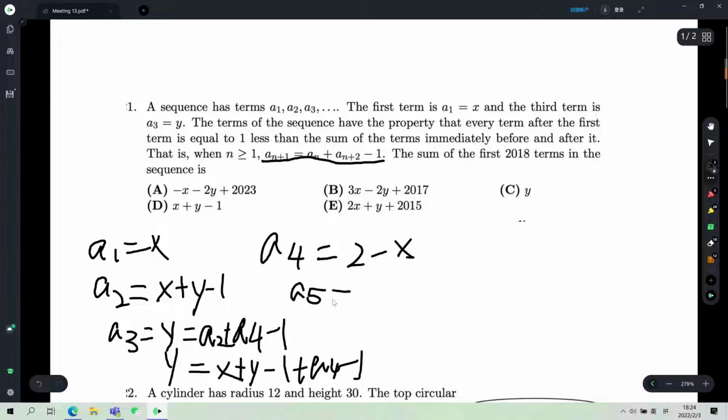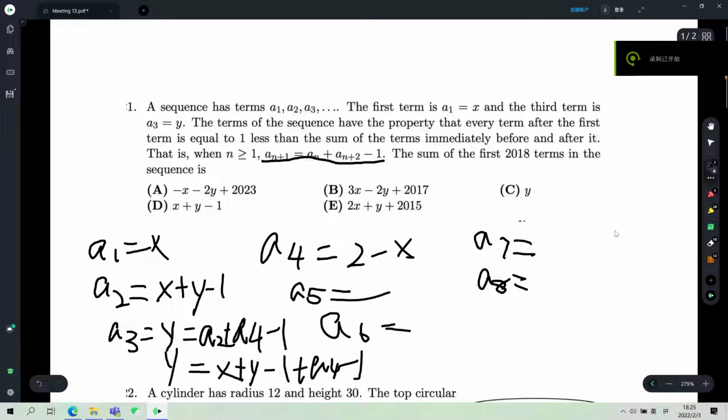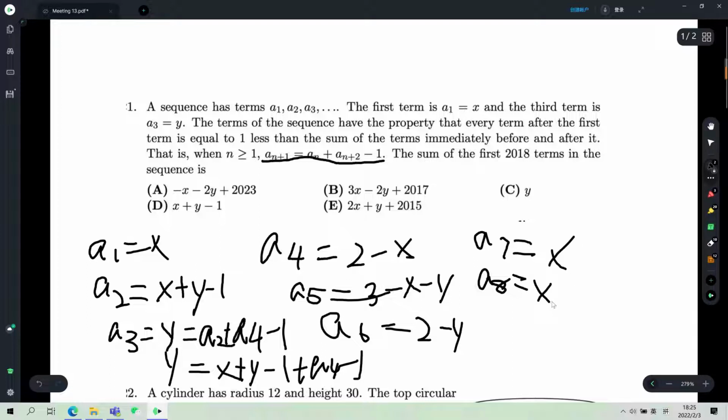So, using the same way, we can know what a5, a6, and a7 are. Let's just simply say that a5 equals 3 minus x minus y, a6 equals 2 minus y, a7 equals x, and a8 equals x plus y minus 1.